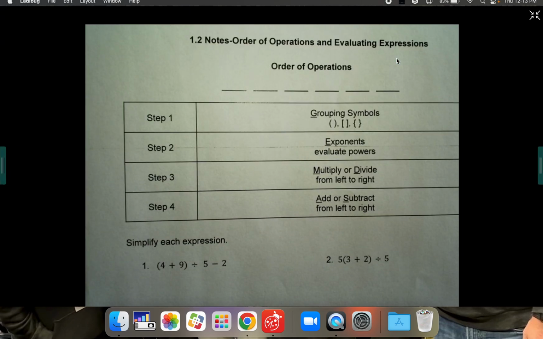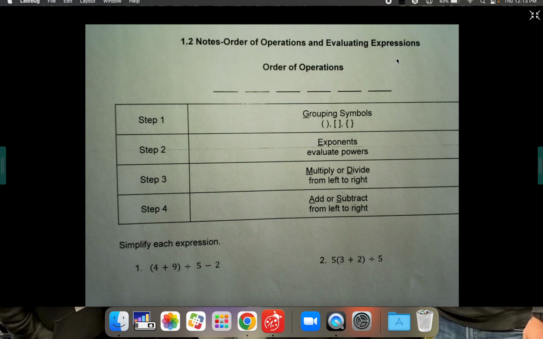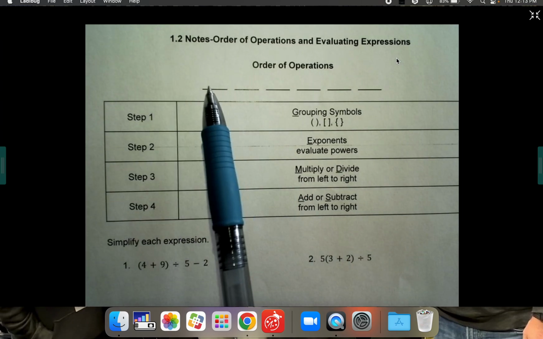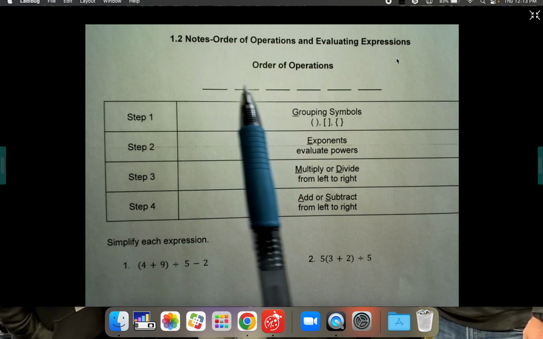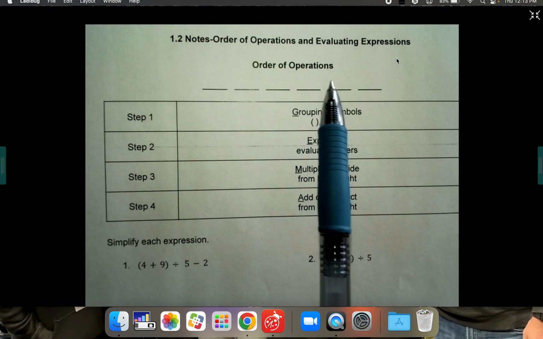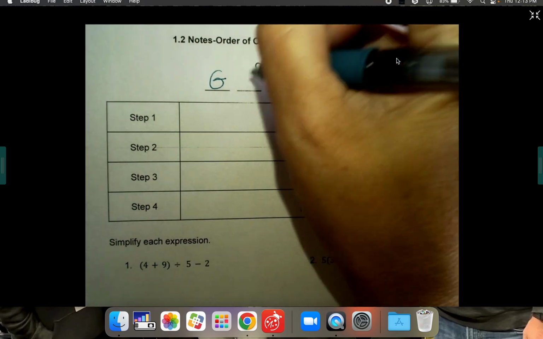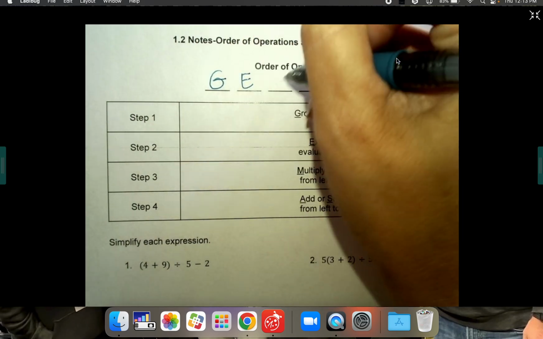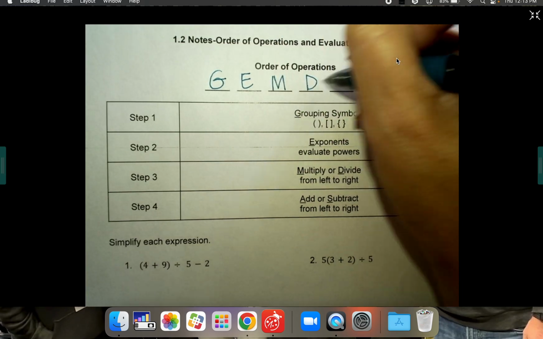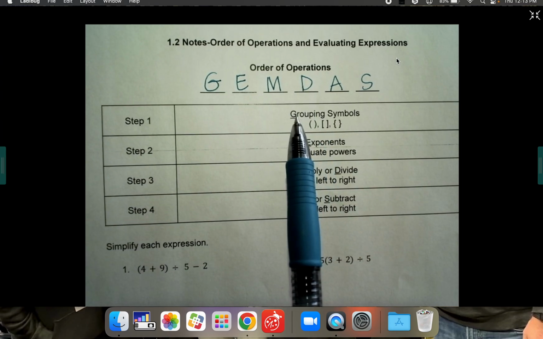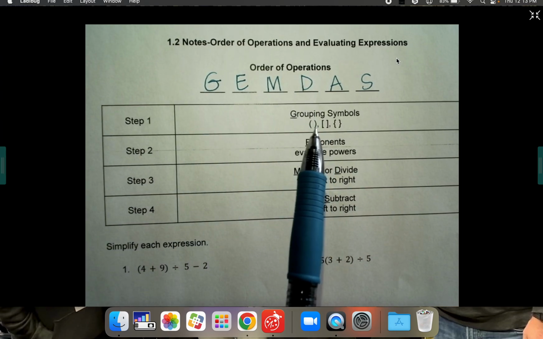All right, for Algebra 1.2, we are working on order of operations. So the order of operations, I want you to write this down. It used to be more commonly known as PEMDAS, P-E-M-D-A-S, but we're going to use a G, and I'll explain why, and then E-M-D-A-S.